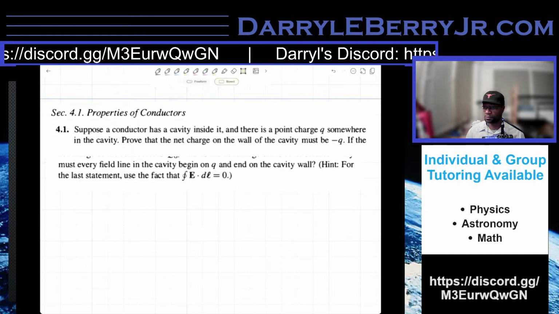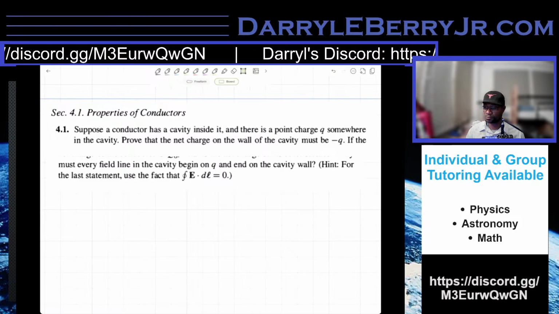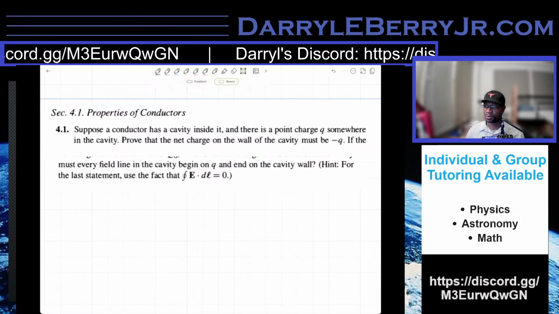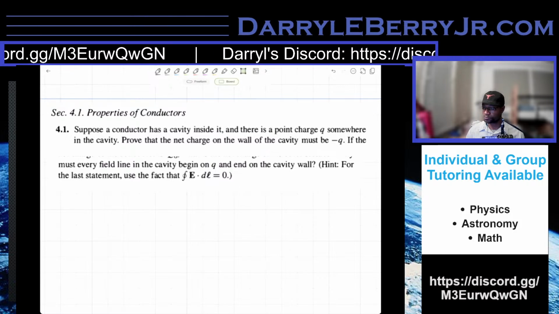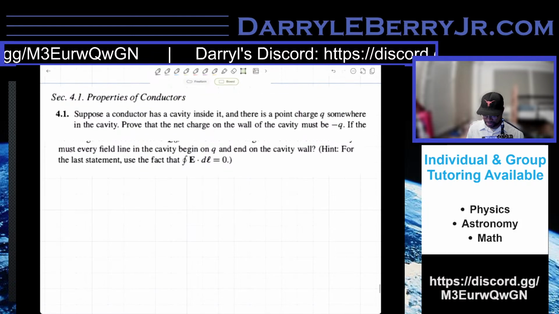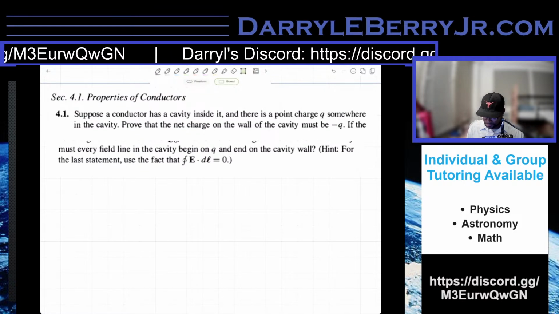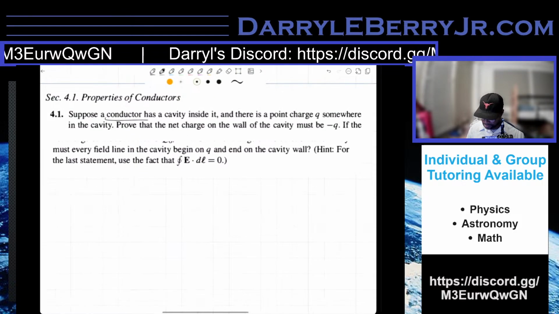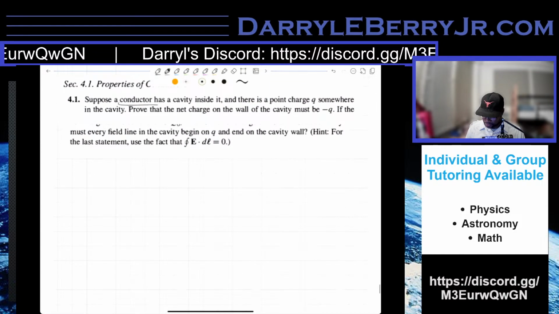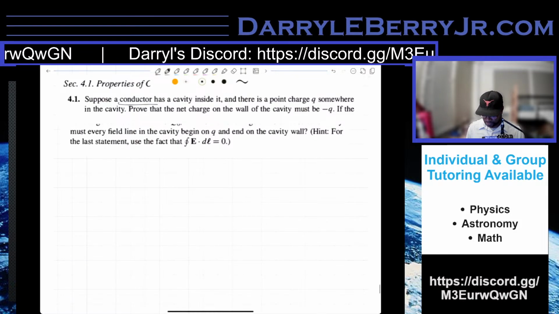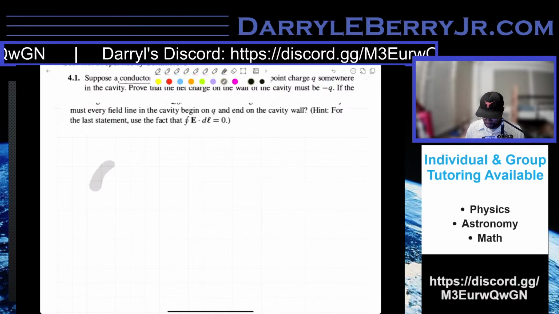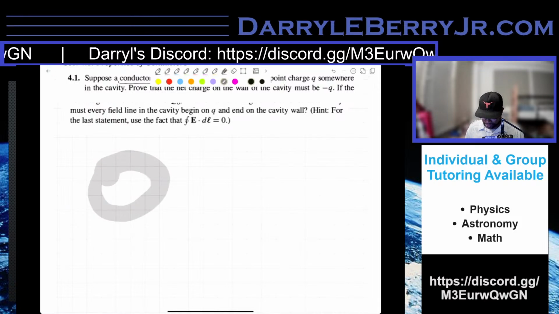So this one says: suppose a conductor has a cavity inside, and there's a point charge somewhere in the cavity. Prove that the net charge on the wall of the cavity must be negative q. So basically, we'll draw the conductor like this.